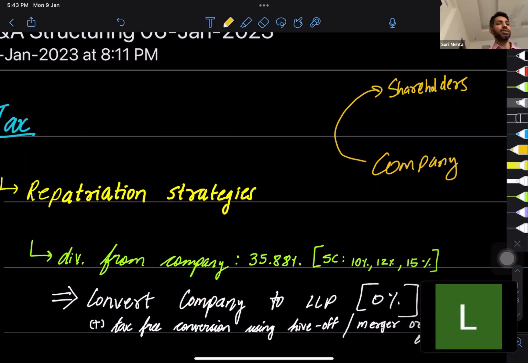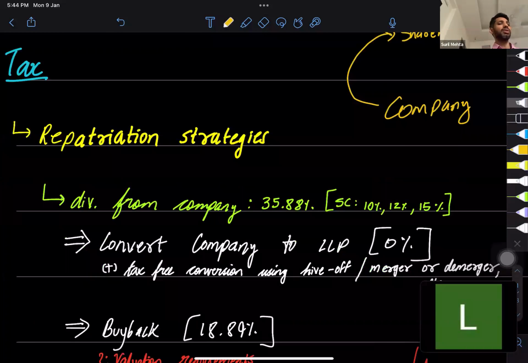Similar to a partnership, any distribution of profit by a partnership to its partners is tax free. Right? So that's the advantage of converting a company to an LLP. It may or may not work out, but at least it's a good option to understand and keep in mind. We have seen big companies also looking at conversion to LLP. So this can be a very interesting strategy.